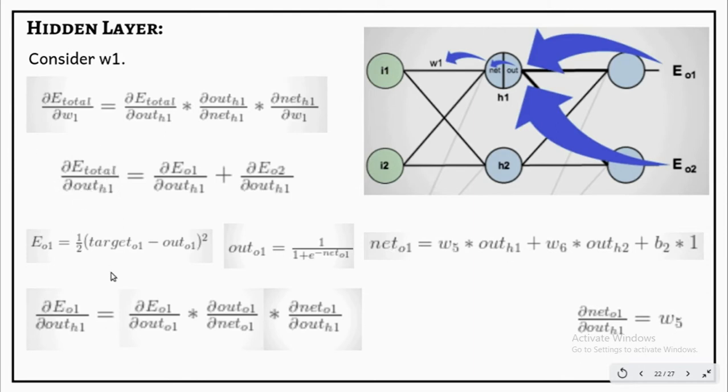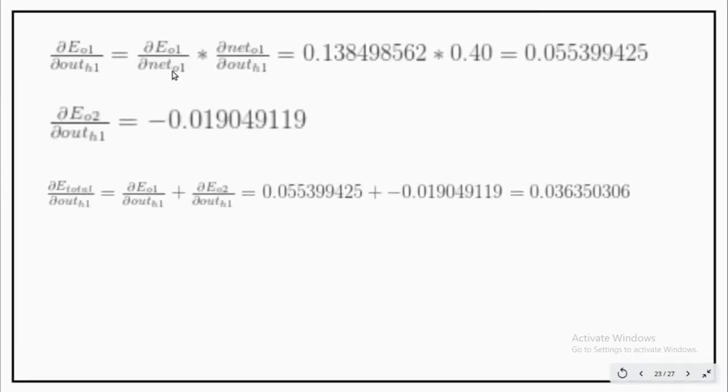Now the value of this first term, E01 by out H1, will look something like this: E01 by out O1 multiplied by out O1 by net O1 multiplied by net O1 by out H1. These two terms we have already calculated before. The last term, the differentiation of net O1 with respect to out H1, will be equal to W5. If you differentiate this with respect to out H1, only W5 will remain; the other two terms will be treated as constants and their differentiation will be 0. So we have the values for these two terms; substitute them and you will get the final answer. Similarly, we will calculate E02 with respect to out H1 in the same way. Now add both terms, and you will get the total error with respect to out H1.